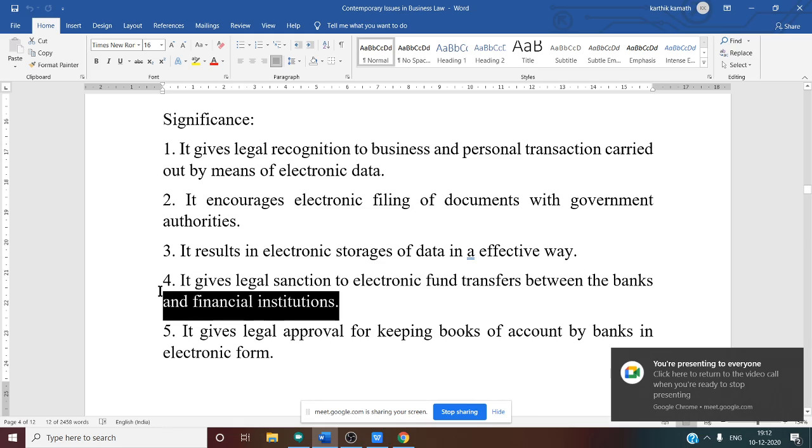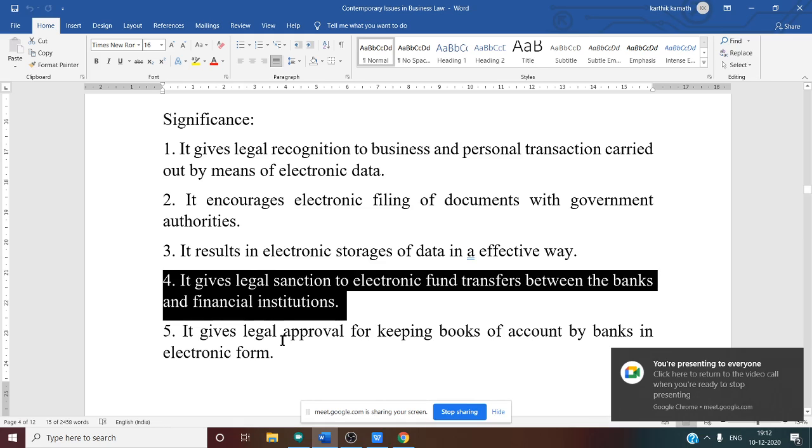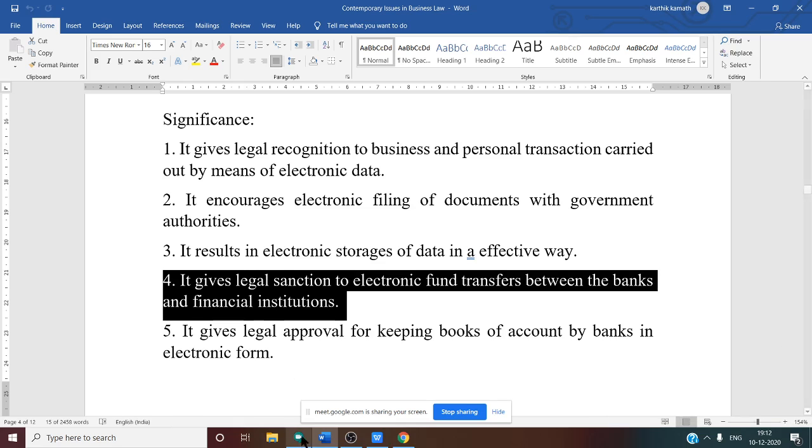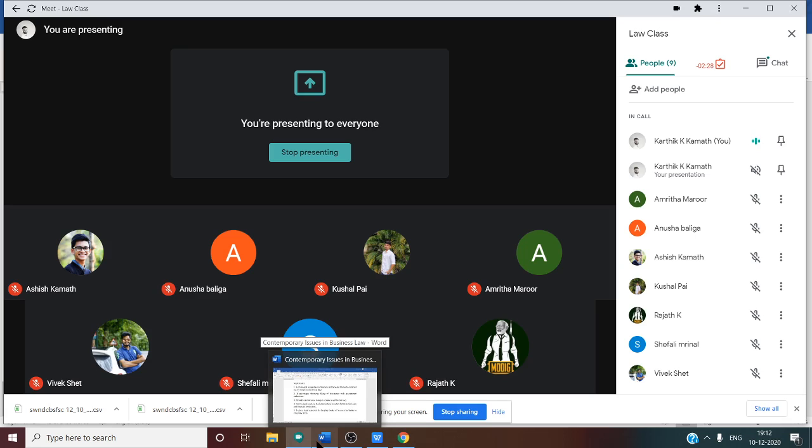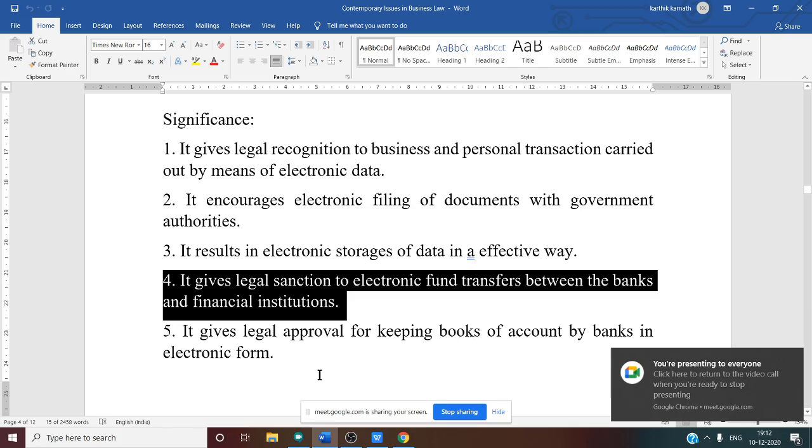Now, if you see the fourth point, it gives legal sanction to electronic fund transfer between banks and financial institutions. Fund transfer can be done. Net banking system is there. There you can use fund transfer from bank to bank, or from account to account also it is possible. Every bank maintains its own net banking system, and a separate app is maintained by that particular bank. After the merger, the app will be updated again and new features are also available. Or else you can use a common payment mechanism like ATM, or other electronic modes, Google Pay, that you can also use.